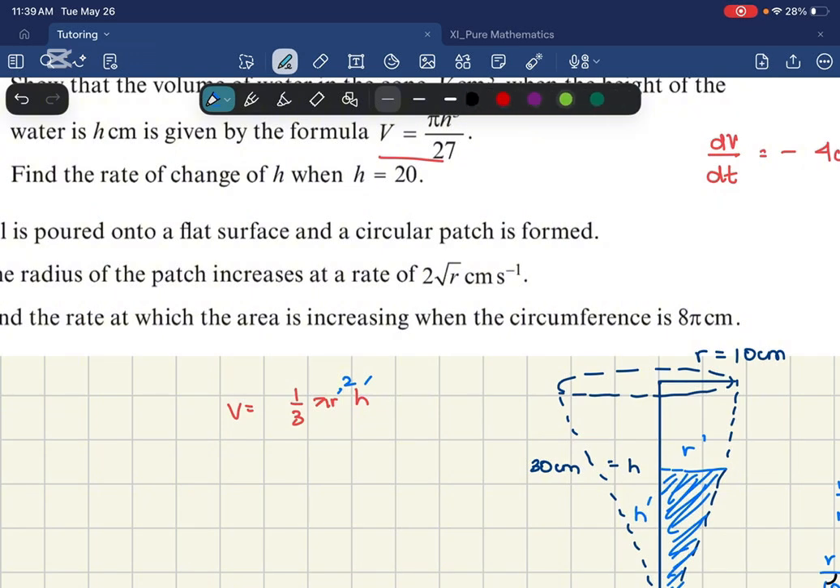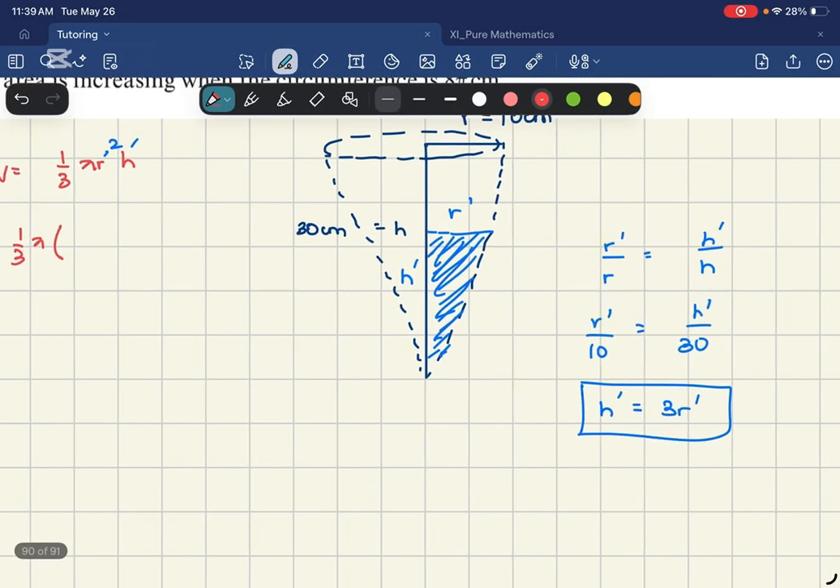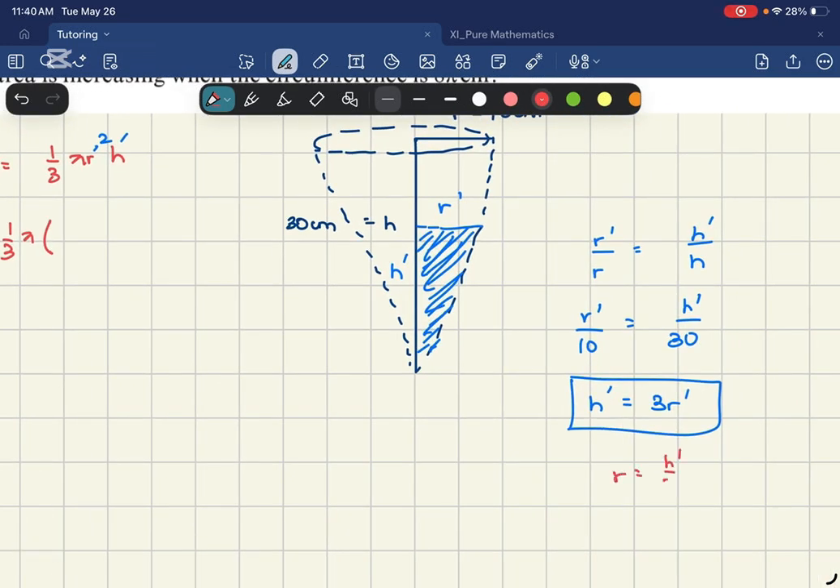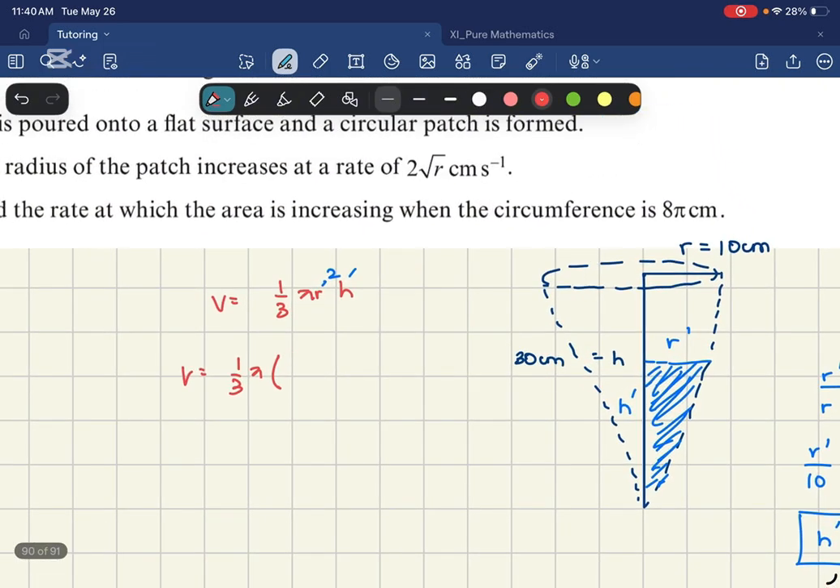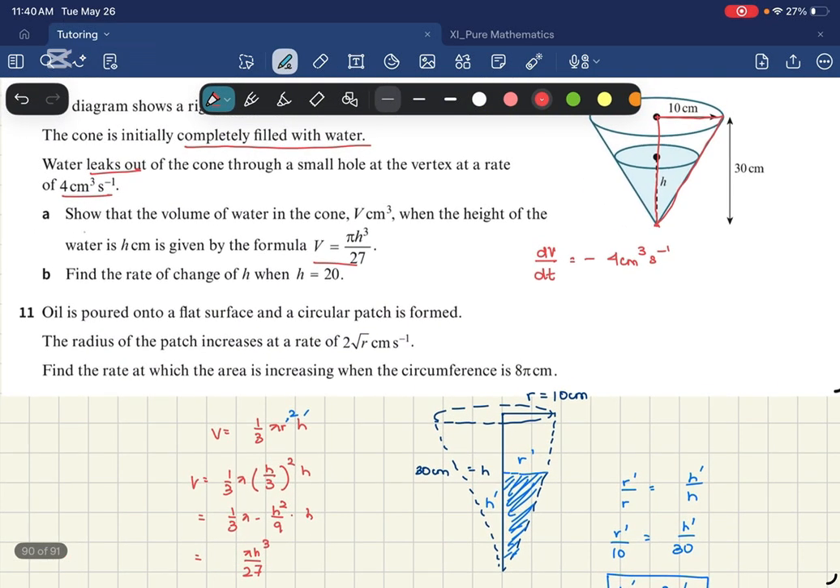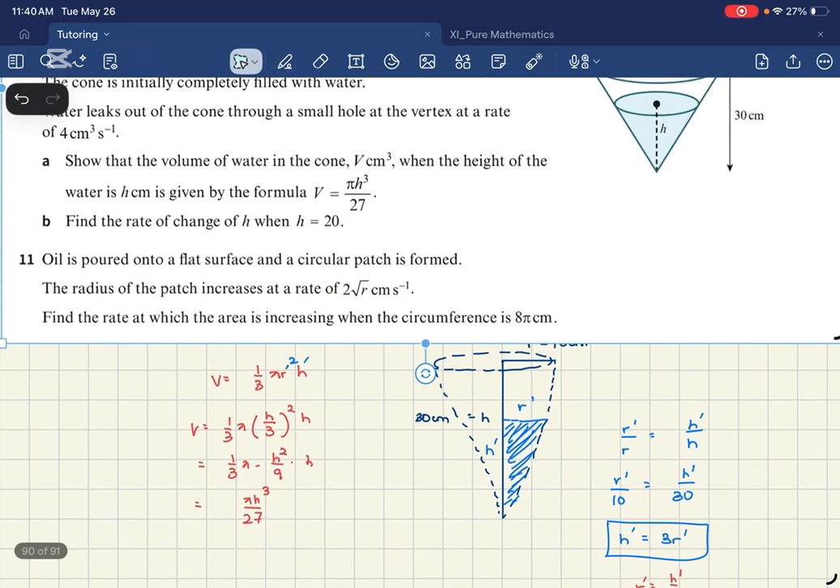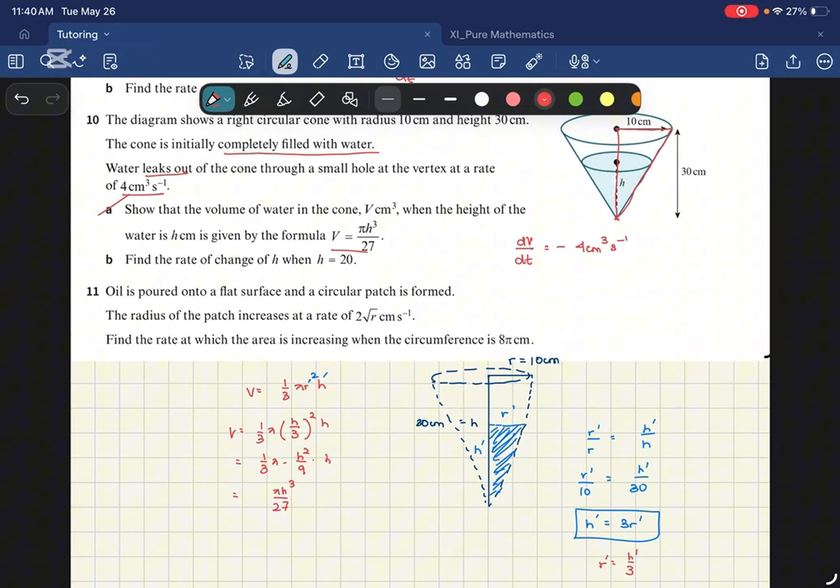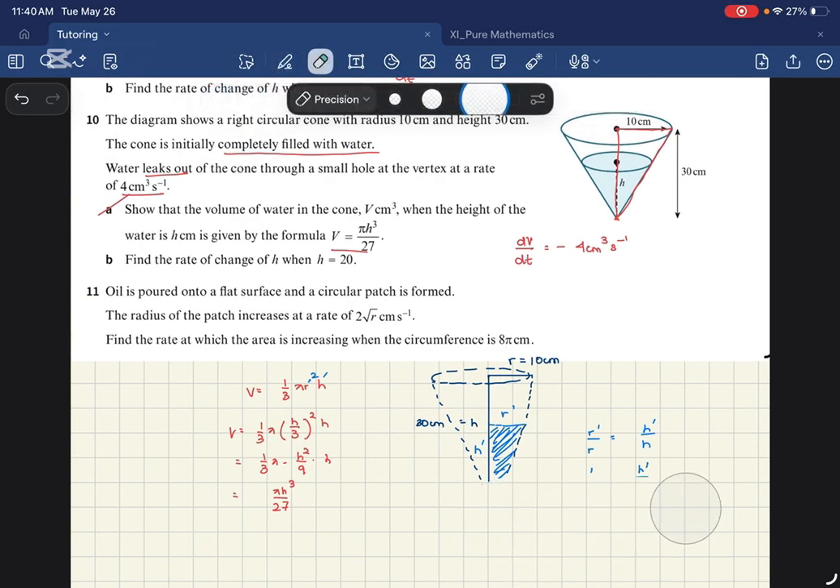So now we want to find volume at any h dash and r dash. So we just substitute our values from this relation. So v is 1 over 3 pi. What is r? Well, r dash is just h dash over 3. So I just substitute h over 3 squared times h. So 1 over 3 pi times h squared over 9 times h. If you simplify this, you get pi h cubed over 27. And that is what the question asks you to prove. And find the rate of change of h when h is equal to 20. So I hope this was clear because I'm going to erase this.